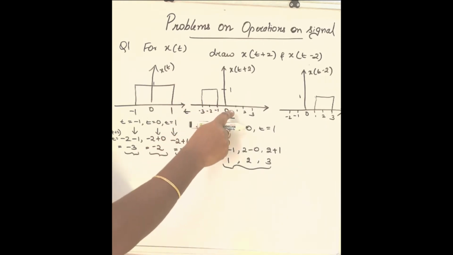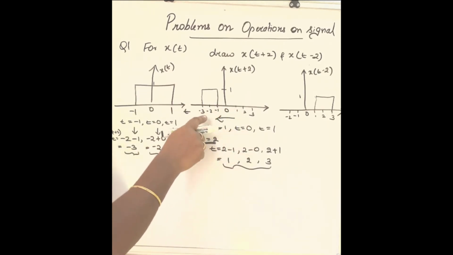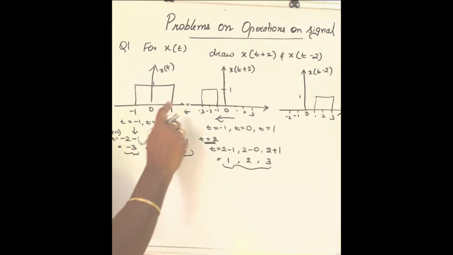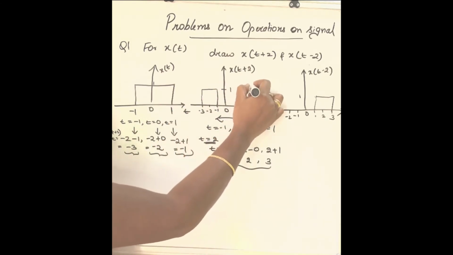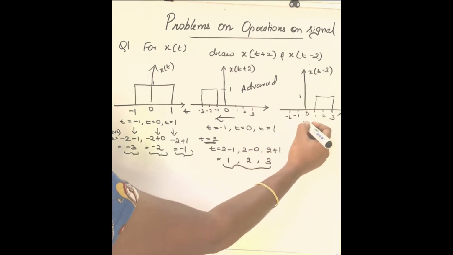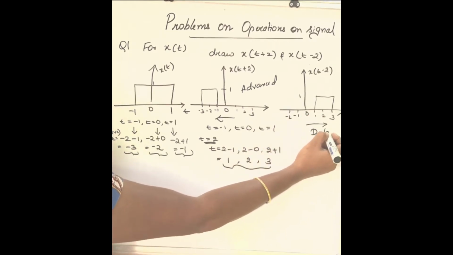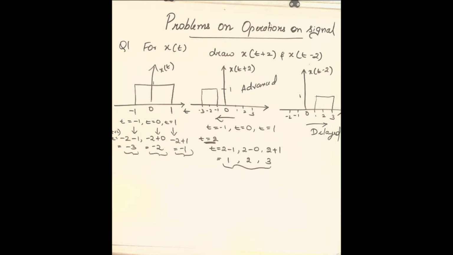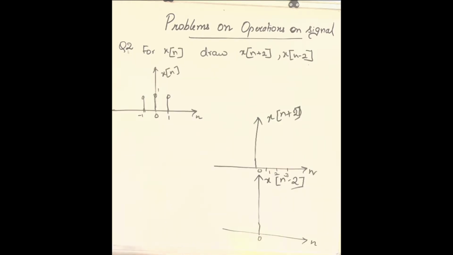So this is, the signal has been shifted twice to its left side. This is called advanced shift. And here it has been delayed shift. So this is the first problem. It's related to time shifting operation. The second problem is for x of n, draw x of n plus 2 and x of n minus 2.